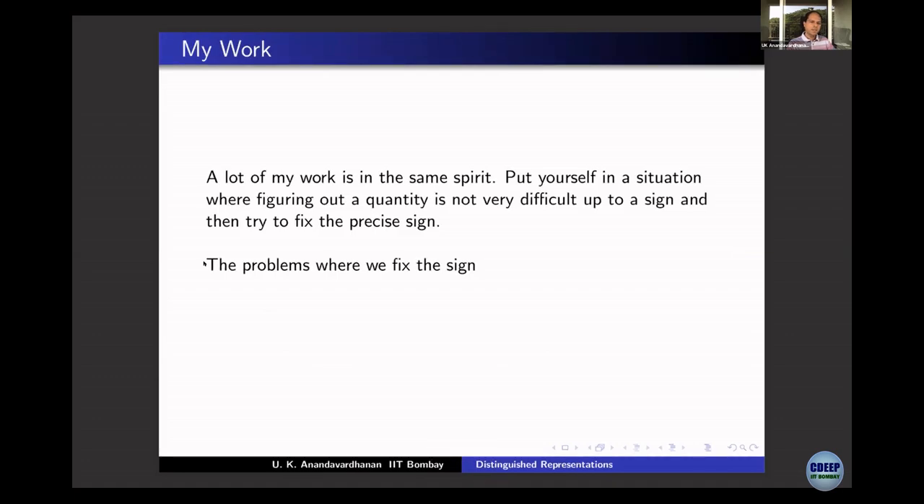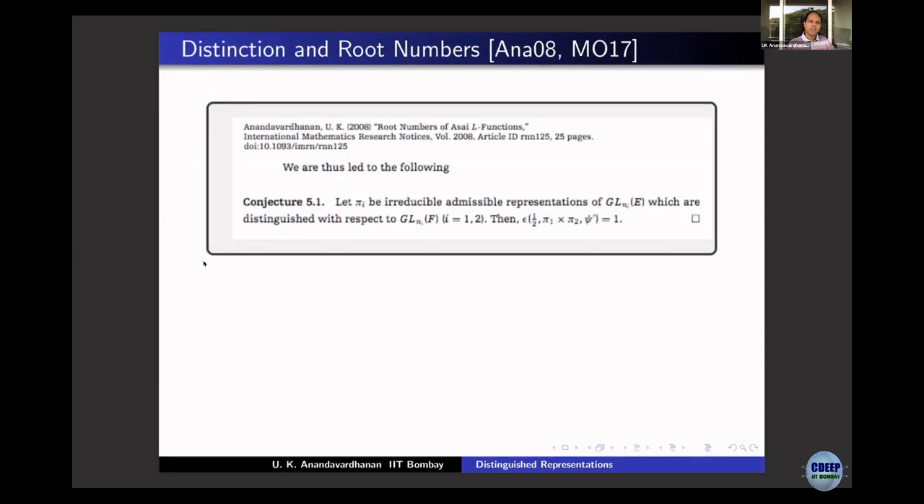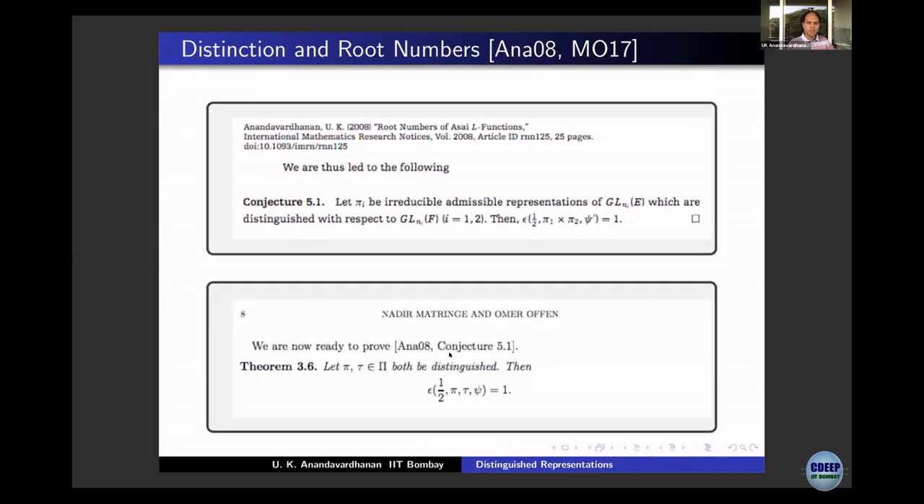The problems where we fix the sign of certain Gauss-like sums, these are analogs of Gauss sums. This involves distinguished representations of the title, which are the central objects of the relative Langlands program. I will just flash 1 or 2 of these things without going into any detail, but note that the word distinguished is there. And finally, the result says it is +1. This is not my result. This I conjectured in 2008. That it could be plus or minus 1 is easy, but that it is +1 was a conjecture which was proved in 2017 by 2 mathematicians, Nadir Matringe and Omer Offen, that it is indeed true.